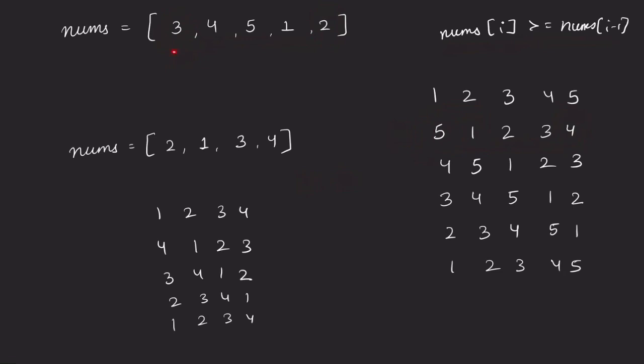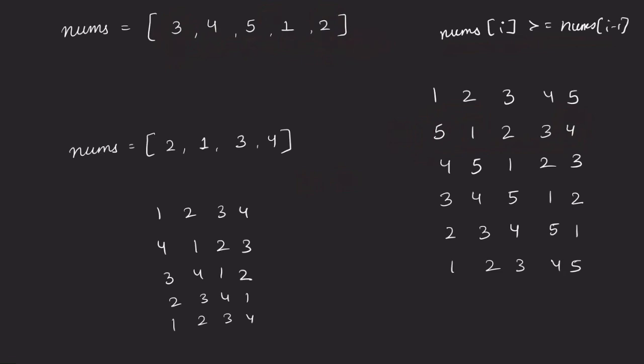So if we see over here, here the condition is satisfied, here not satisfied. So one position. Then 2 greater than or equal to 1, yes. Then 3 greater than or equal to 2, yes. So there is exactly one position where the condition is not satisfied. So here our answer will be true.